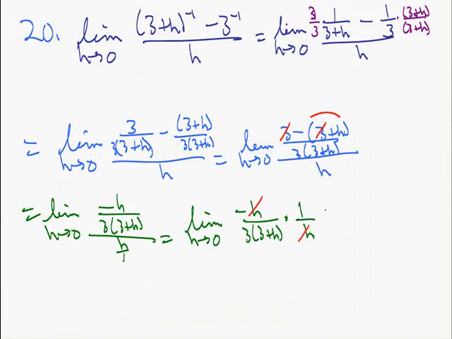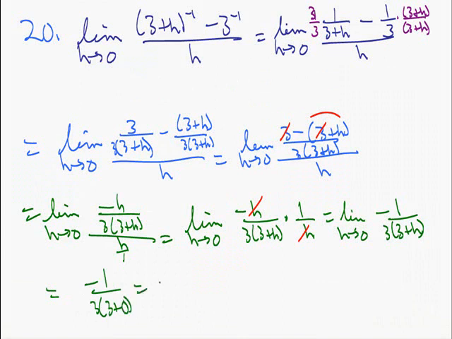And so we're left with the limit as h approaches 0 of negative 1 over 3 times the quantity of 3 plus h. We can take that limit now because this is a rational function which has 0 in its domain, and so this agrees with the original function everywhere except for at h equals 0. So by our limit laws, this is equal to negative 1 over 3 times the quantity of 3 plus 0, or negative 1/9, and that's the limit of that function.